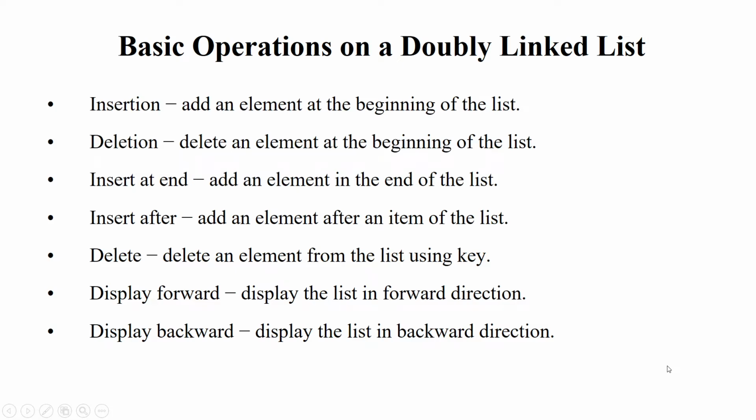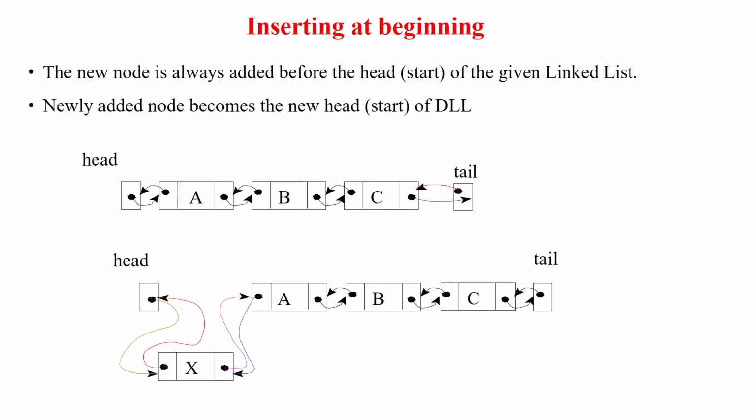Now there are many basic operations, like insertion and deletion, each having three different operations, and we can display the data in the forward direction and in the backward direction. First we will see inserting a node at the beginning of the doubly linked list. So this is the given list.